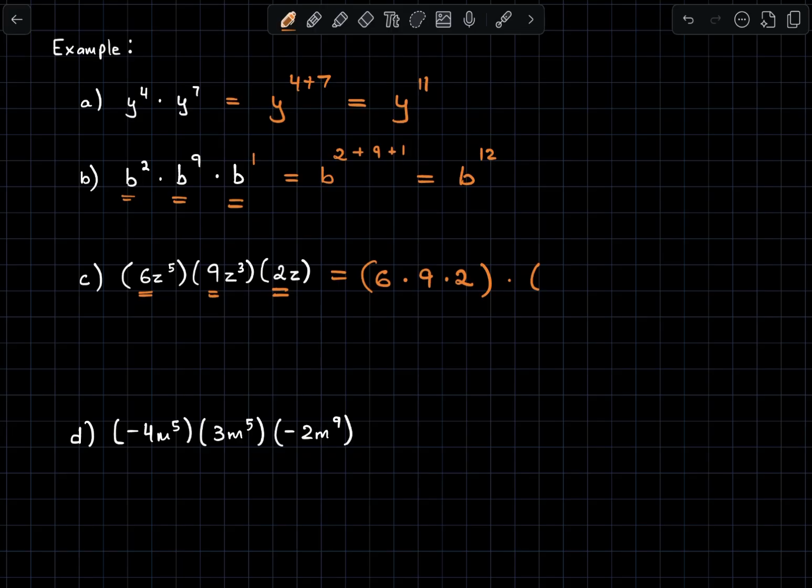And then let's consider all the z's by themselves in another group of parentheses. Z to the 5th, z to the 3rd, and remember that for z, you don't see an exponent there, that means there's an invisible 1. Z to the 1st power. So what we can do here is multiply together these values. This is 54 times 2, that's going to come out to 108. And then we add up the exponents for these z's: 5 plus 3 plus 1. This is going to come out to 108 times z to the 9th power.